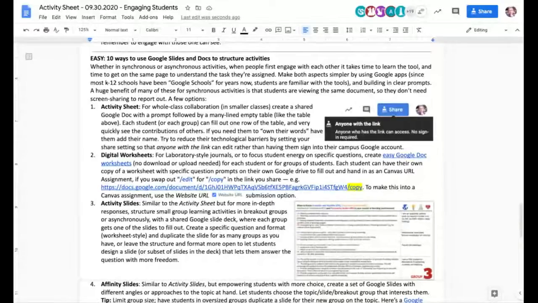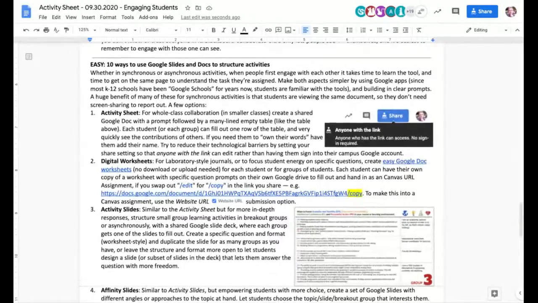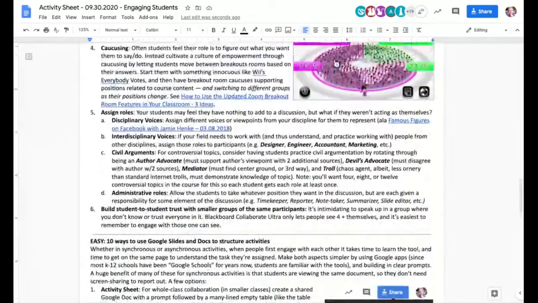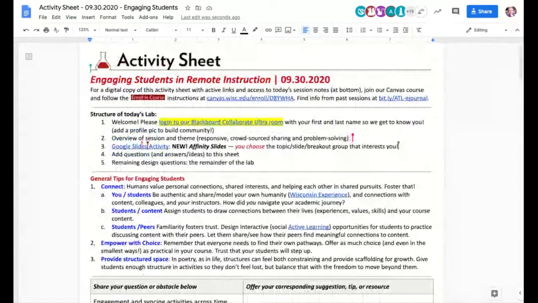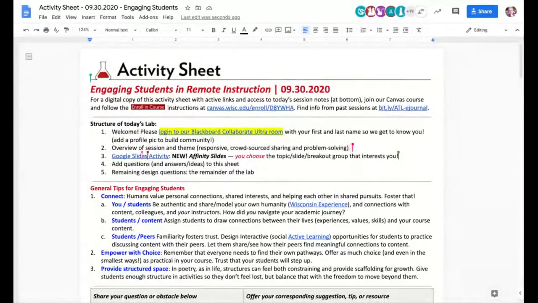So, with that in mind, let's go ahead to the very top here. And I'd like to explain this activity slide, the slides that we're going to be doing. Let's see if I can navigate over to it.